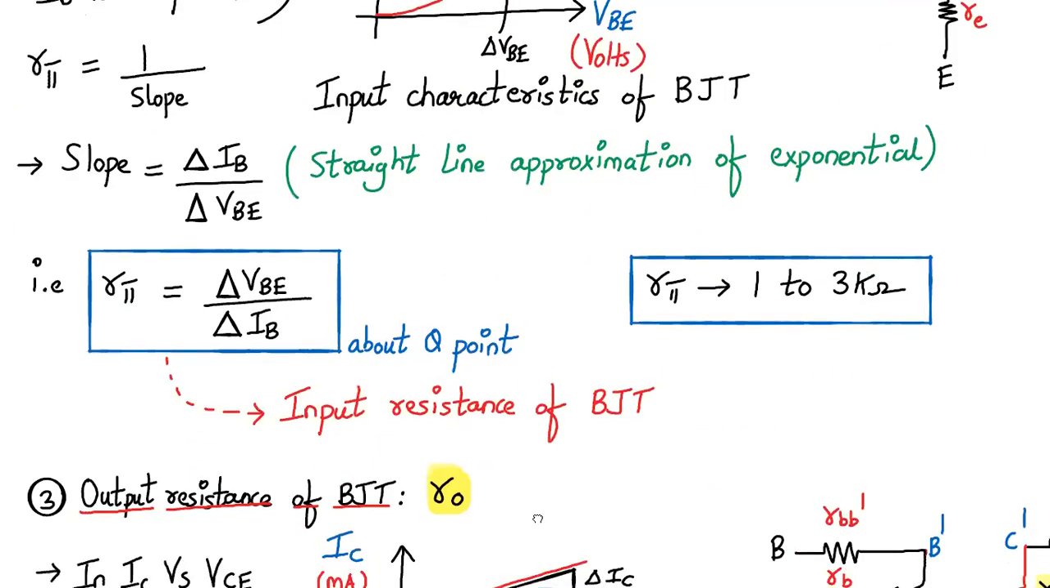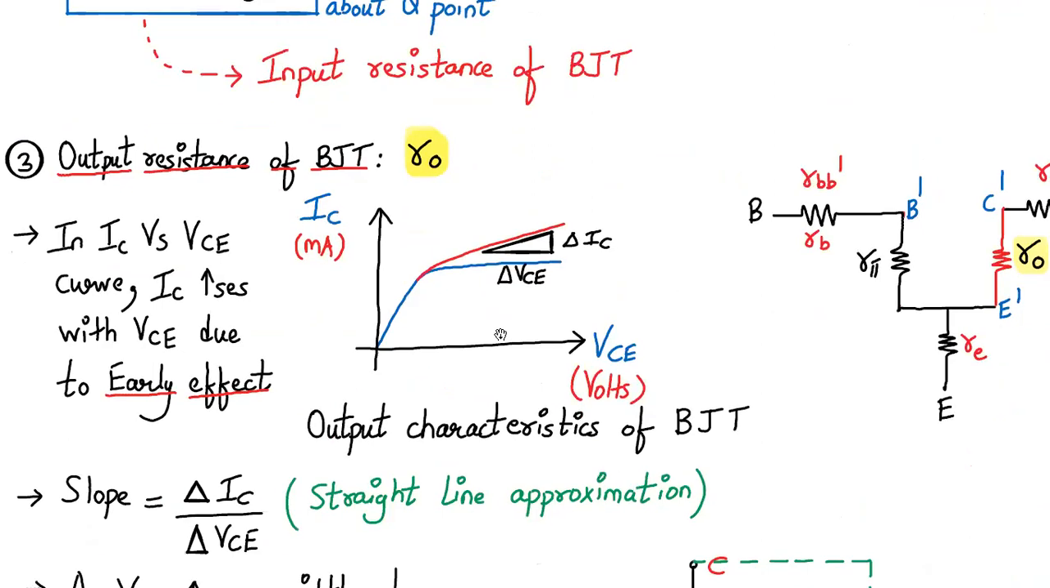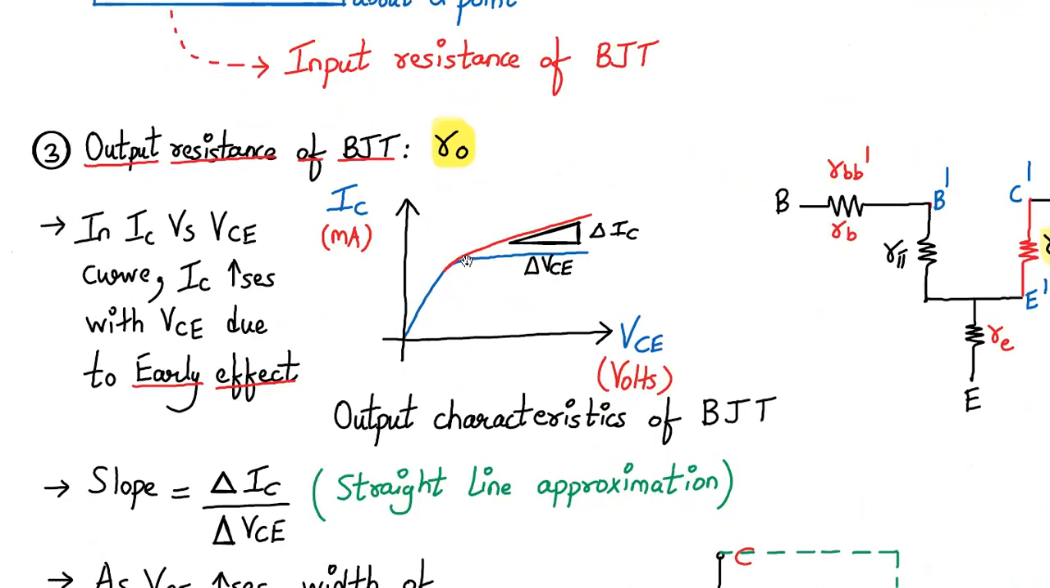So this is about R pi. Next, we go to the output resistance of the BJT, which is called RO. We know that in the output characteristics of the BJT, which is VCE versus IC, with IC in milliamperes, the collector current increases with VCE due to the early effect. You must have studied this, but let us revise it. Once it crosses a certain VCE saturation value, the current should remain constant, but it does not. It keeps on increasing slightly.